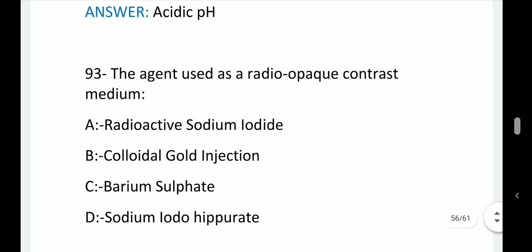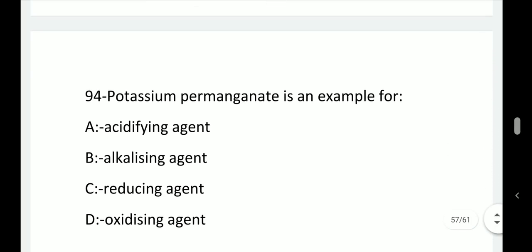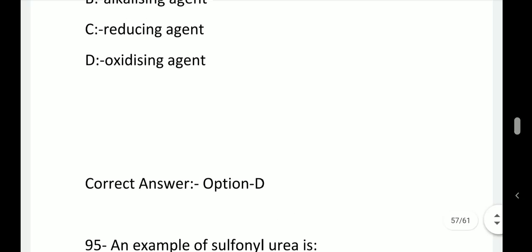Question number 93. The agent used as a radio opaque contrast medium. Option A, radioactive sodium iodide. Option B, colloidal gold injection. Option C, barium sulfate. Option D, sodium iodohippurate. Answer is option C, barium sulfate. Question number 94. Potassium permanganate is an example for option A, acidifying agent, option B, alkalizing agent, option C, reducing agent, option D, oxidizing agent. Answer is option D, oxidizing agent.